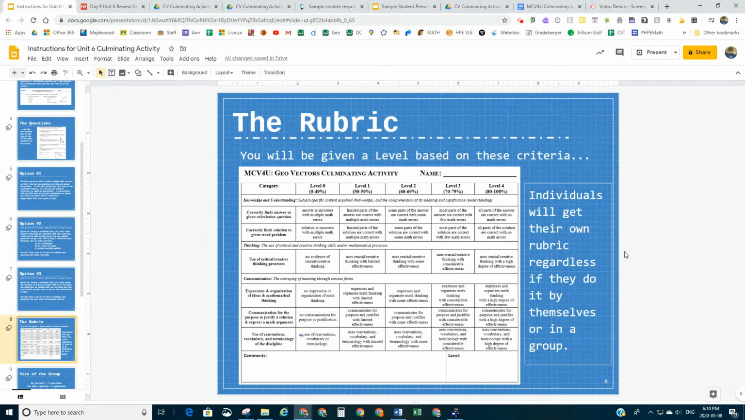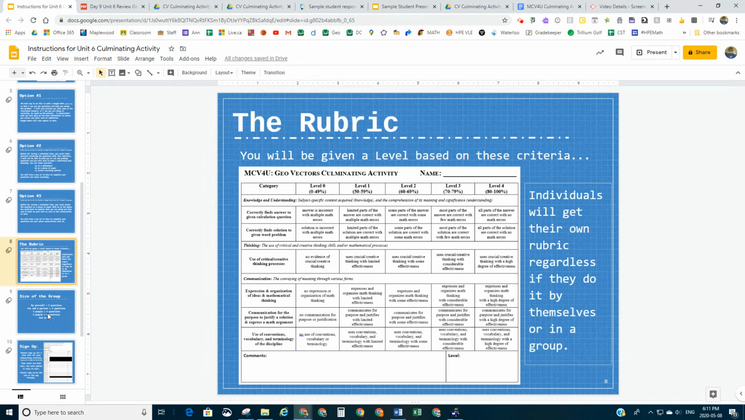Did you communicate your thinking, and are you justifying why you're using certain rules? And then did you use the right terminology and so forth? Everyone's going to get their own rubric regardless of whether they do it in a group. So if you're doing it in a large group of 3 or 4, you better make sure that you're speaking up so I can hear what you're doing.